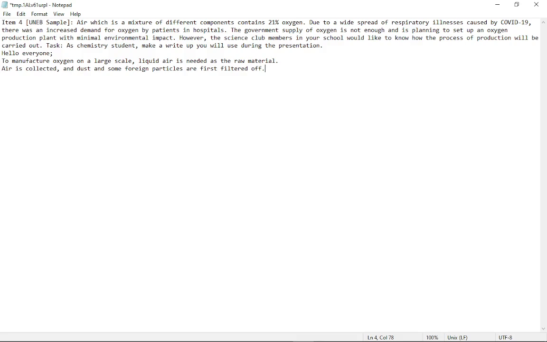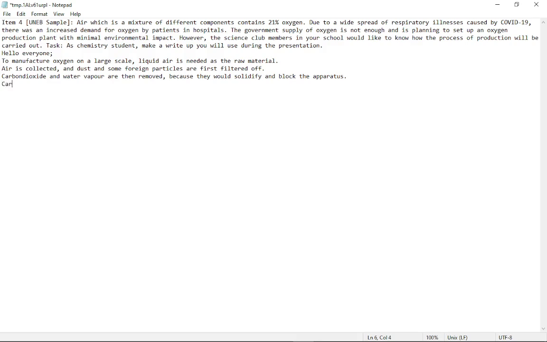After filtering off the air, you're going to, for example, remove carbon dioxide and water vapor. They are then removed because they would solidify and block the apparatus that we are going to use.